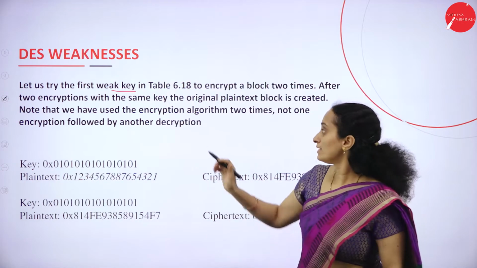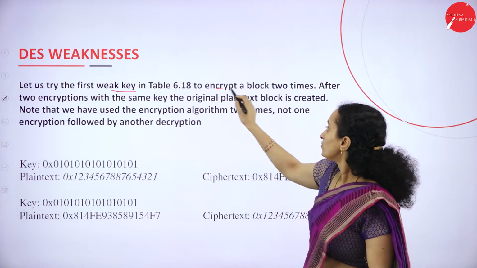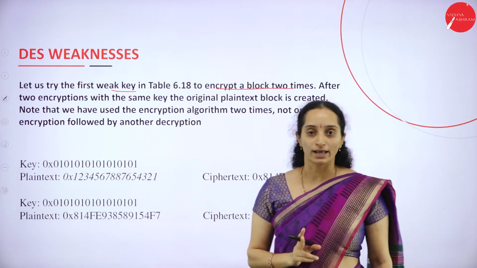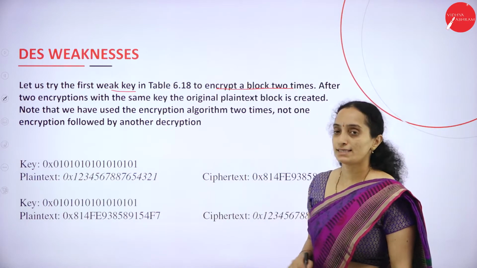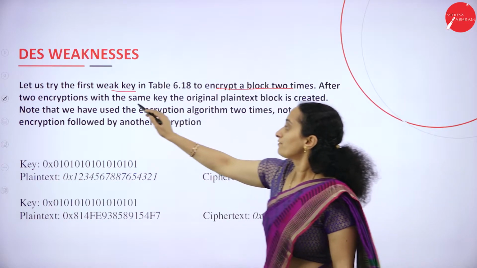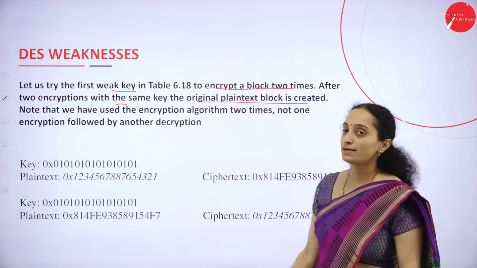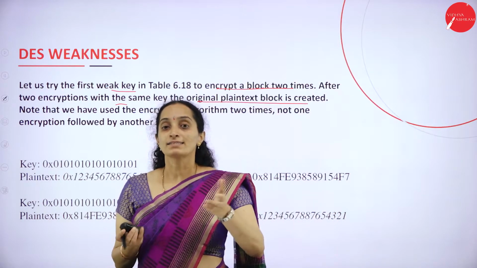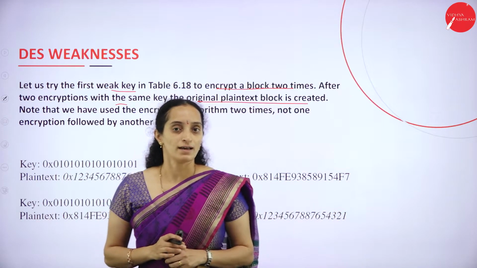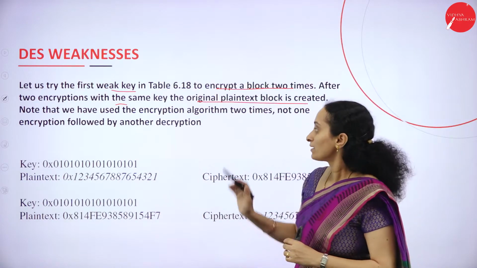That's all zeros. From the previous table, to encrypt a block 2 times, you are using the same block and encryption with the same key. After 2 encryptions with the same key, the original plain text block is created because one is encrypting, other is nullifying the effect of the encryption. It is nullified. The effect is over.